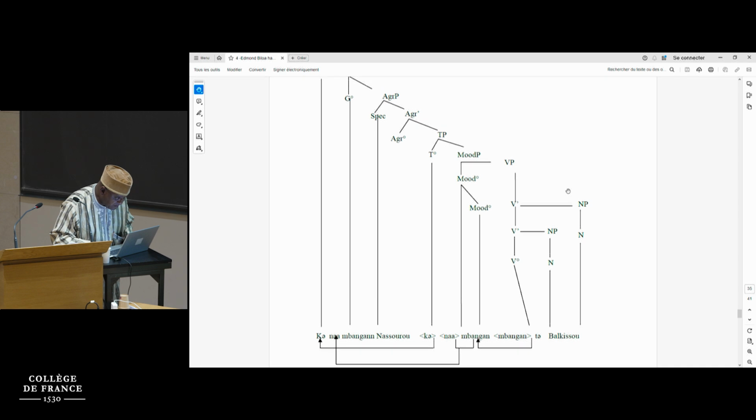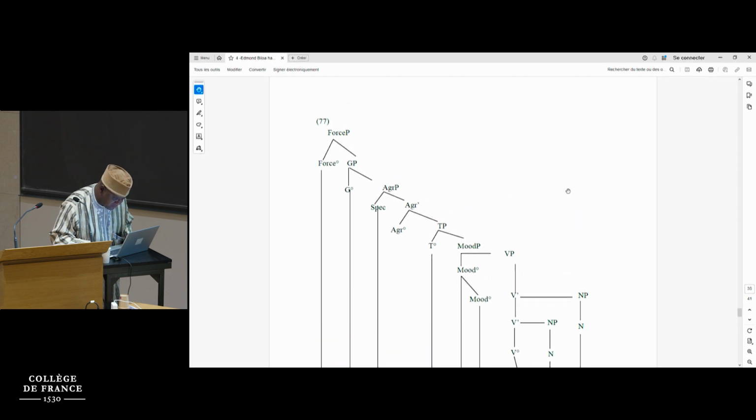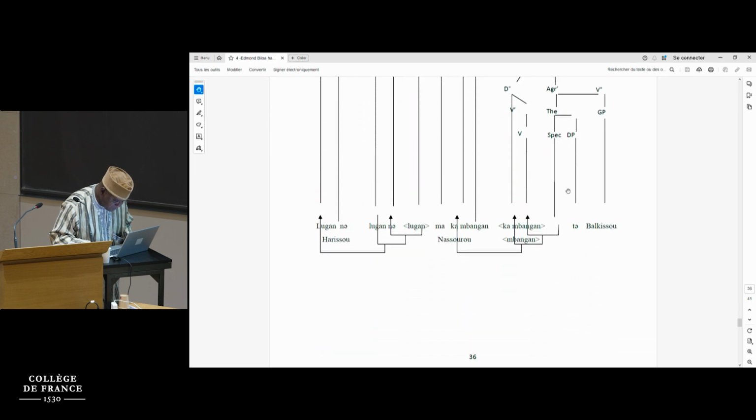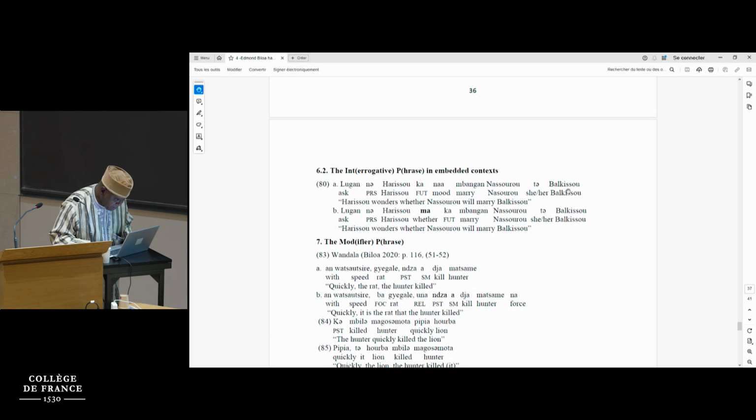What we have in 77 is the same kind of derivation. And in 80, we have the interrogative phrase in embedded context. Arisu wonders whether Nasuru will marry Balkisu. That is 80A. And 80B, Arisu wonders whether Nasuru will marry Balkisu.